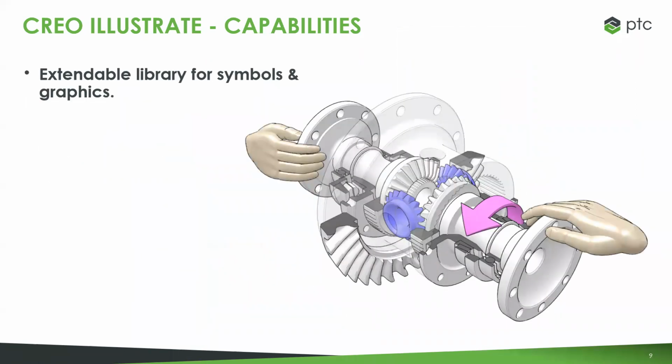On top of that, we have a fully extendable library for different symbols and graphics that you might want to add in with your models that you're using to build these illustrations. Things like you see here: hands, tools, arrows that you can utilize. We have some available out of the box, right out of the gate with Creo Illustrate, but like it says there, completely extendable, right? If you have symbols or graphics that your company uses or you just want to pull in from the internet, feel free to add those in as well.